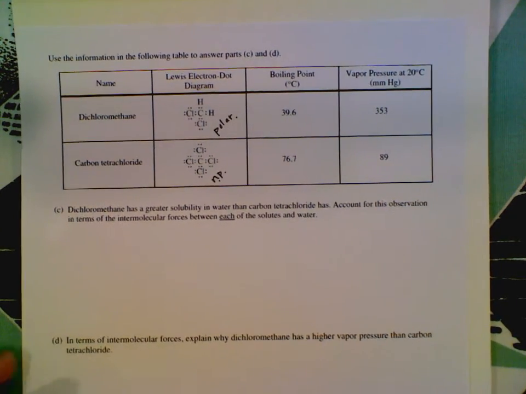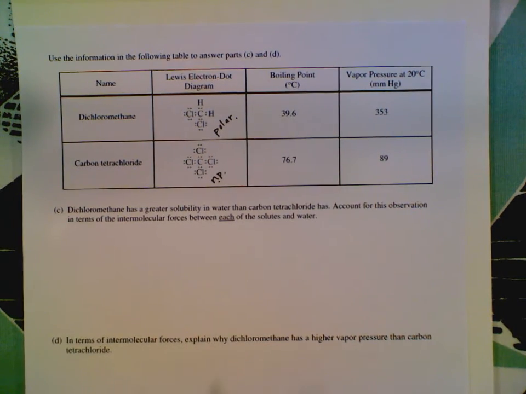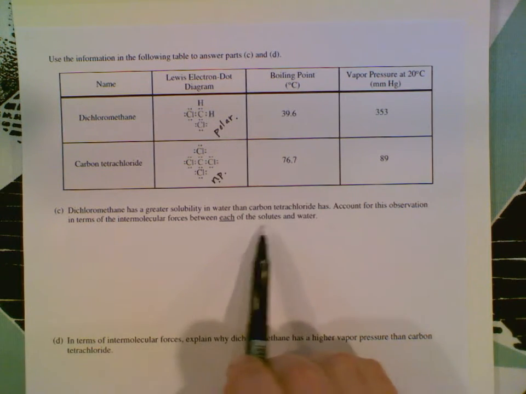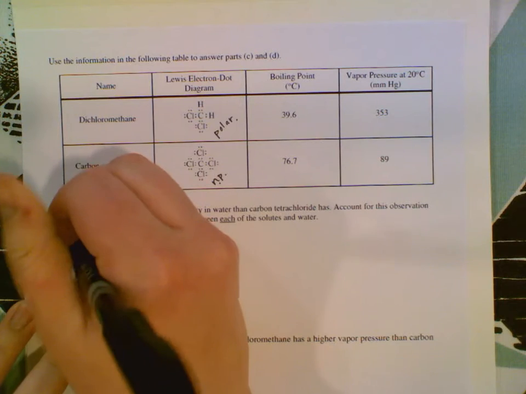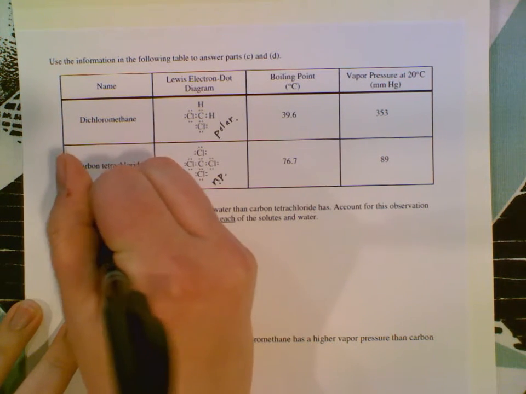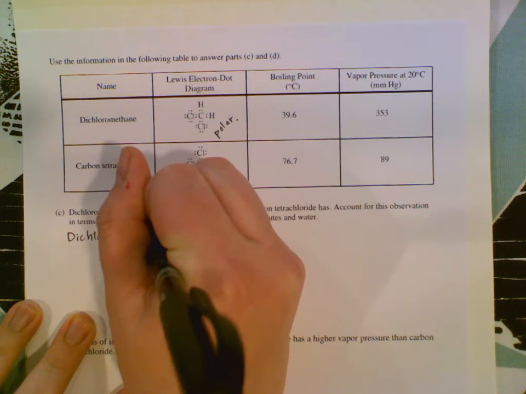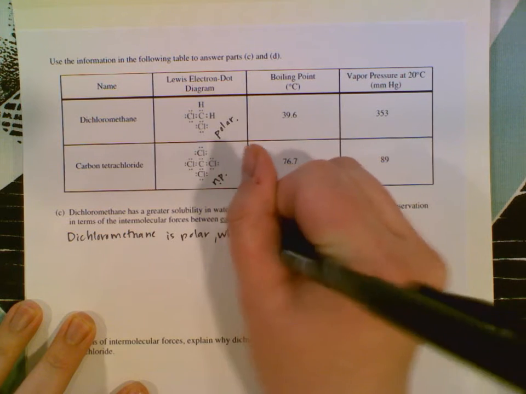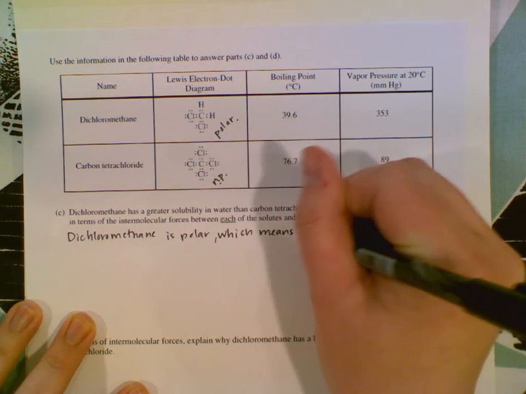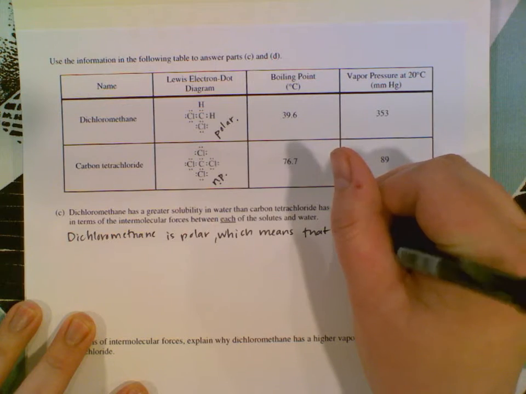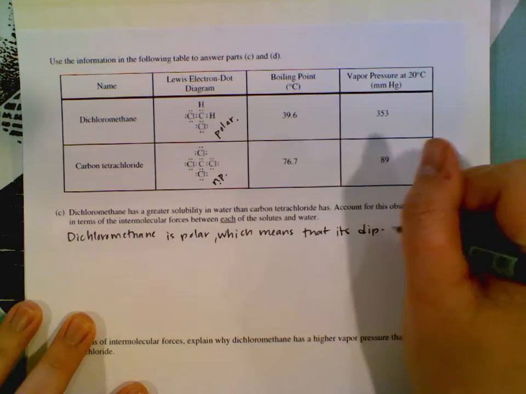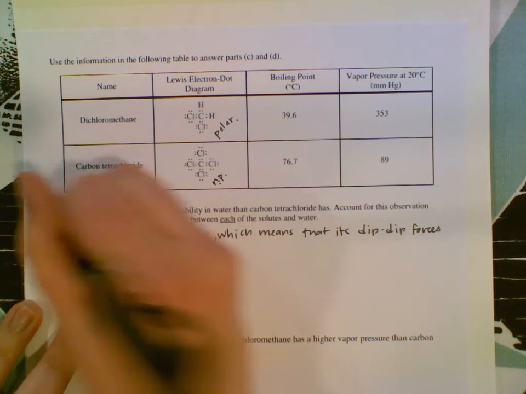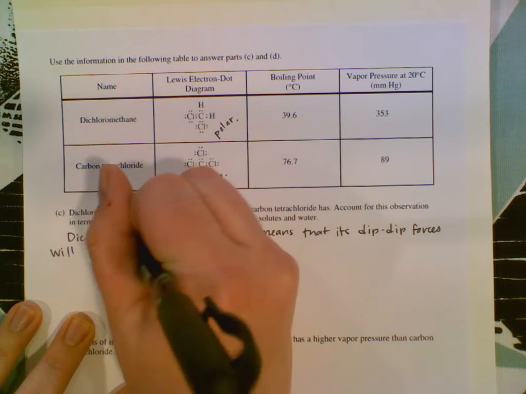So what I'm going to say for question C, it's telling you to account for the observation in terms of intermolecular forces between the solutes and water. So what I would say is dichloromethane is polar, which means that its dipole to dipole forces will be attracted to water.